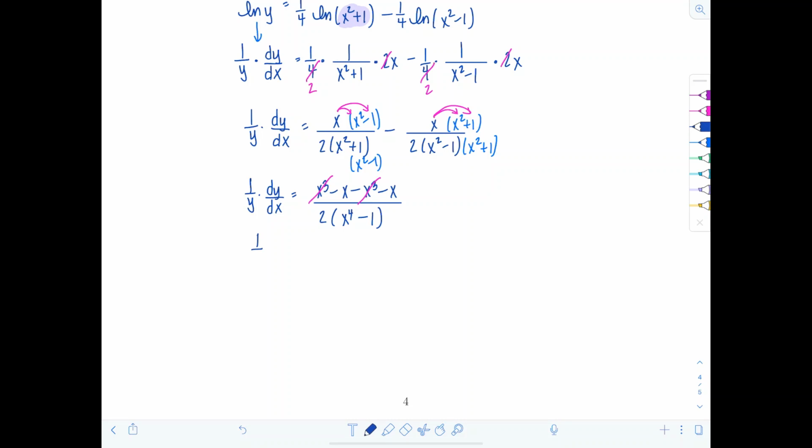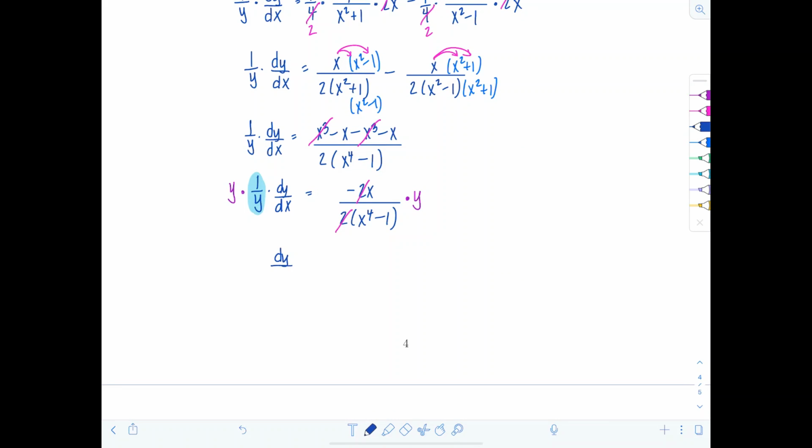All right, we've got 1 over y dy/dx equals negative 2x over 2 times (x to the 4th minus 1) now. And then these 2's cancel, and we're at the last step. So the last step is, remember, we want to solve for dy/dx, right? I have to get it all by itself. So I'm going to multiply both sides by y, so that cancels out there. So times y. And now I have dy/dx equals negative x over (x to the 4th minus 1), times y.